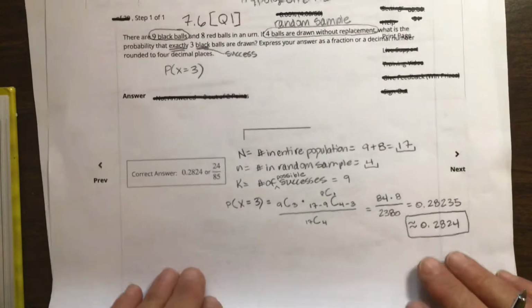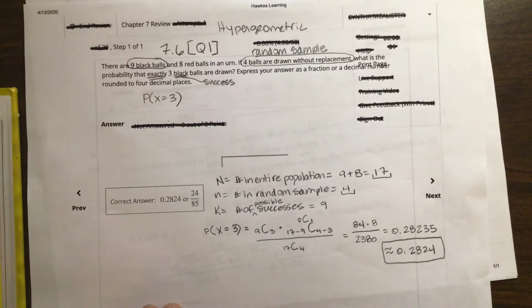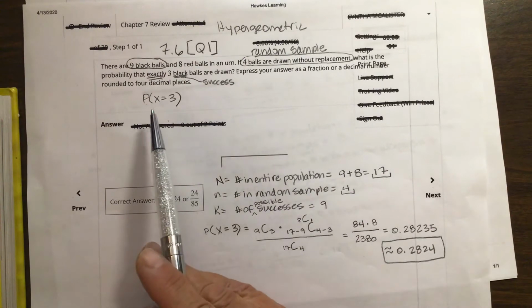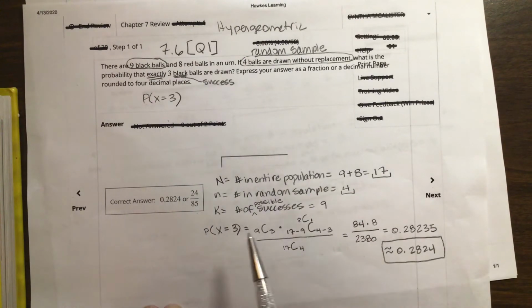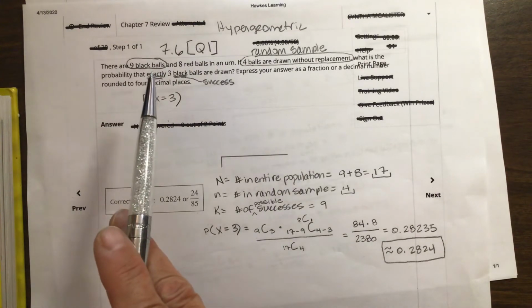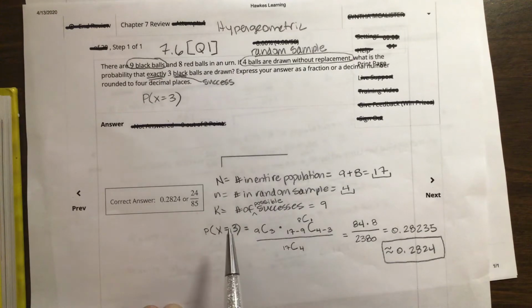Now in this one, it's also exactly equal to 3. So pause the video and copy this stuff down if you're not understanding how to translate this problem into these variables.